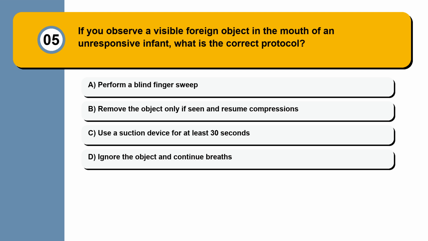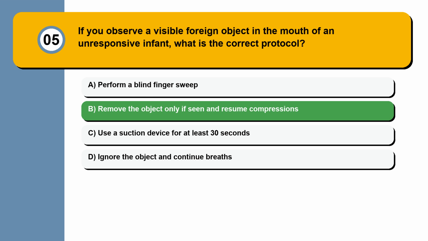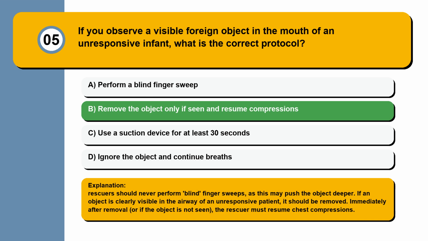Question 5. If you observe a visible foreign object in the mouth of an unresponsive infant, what is the correct protocol? Perform a blind finger sweep. Remove the object only if seen and resume compressions. Use a suction device for at least 30 seconds. Ignore the object and continue breaths. Rescuers should never perform blind finger sweeps, as this may push the object deeper. If an object is clearly visible in the airway of an unresponsive patient, it should be removed. Immediately after removal, or if the object is not seen, the rescuer must resume chest compressions.